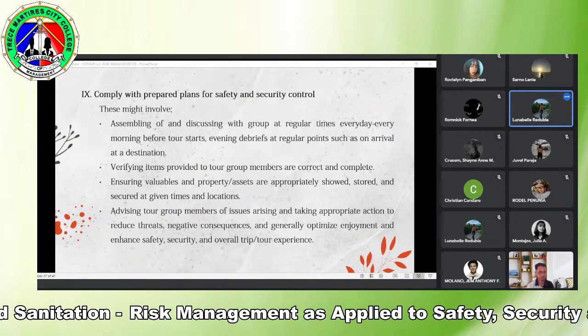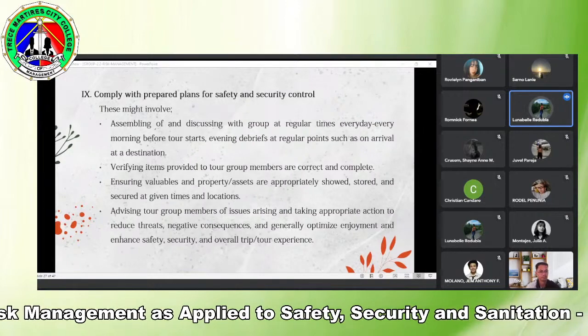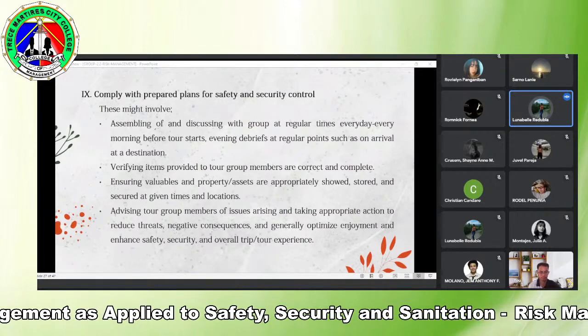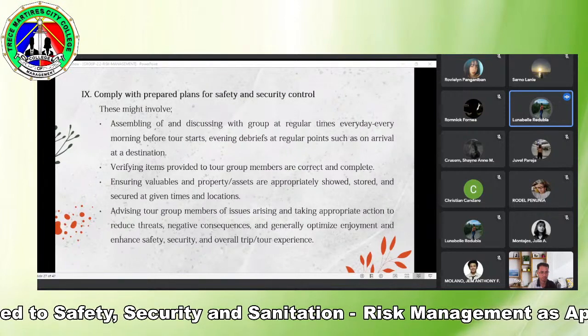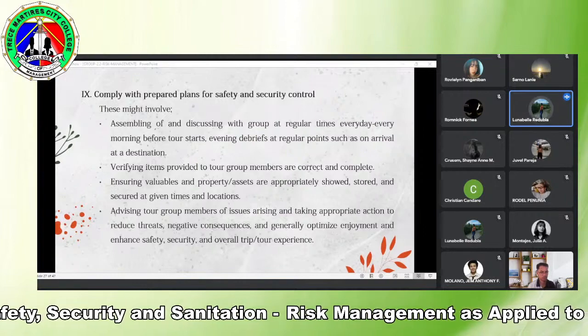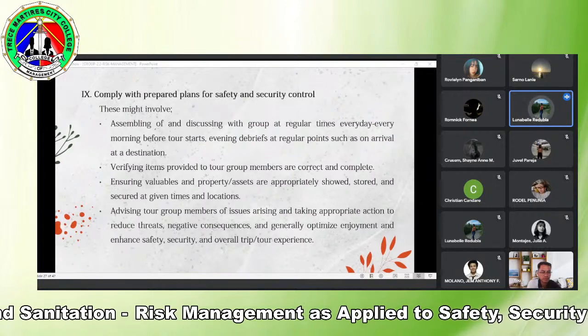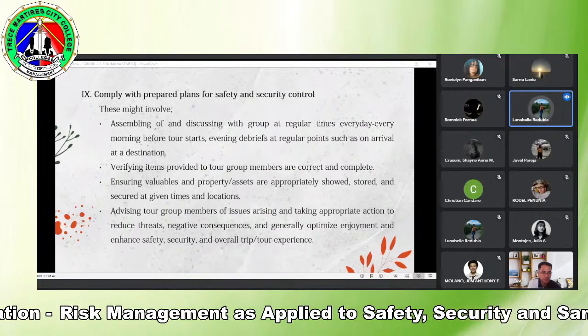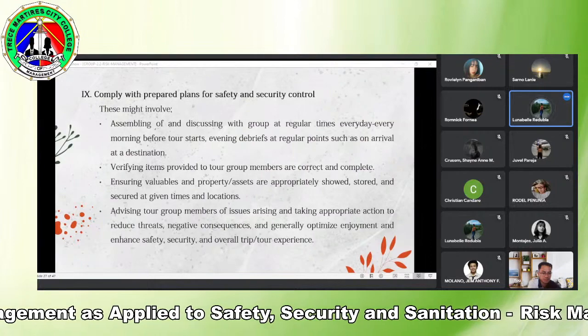Dapat nasa maayos na lugar po yung mga gamit ng mga guests at hindi po siya nakapwesto doon sa mga pansin or mga takaw tingin po sa mga magnanakaw. Also, doon po sa mga important files or mga pwede pong mabasa na mga documents, dapat po naka-stored po siya in a safe place.